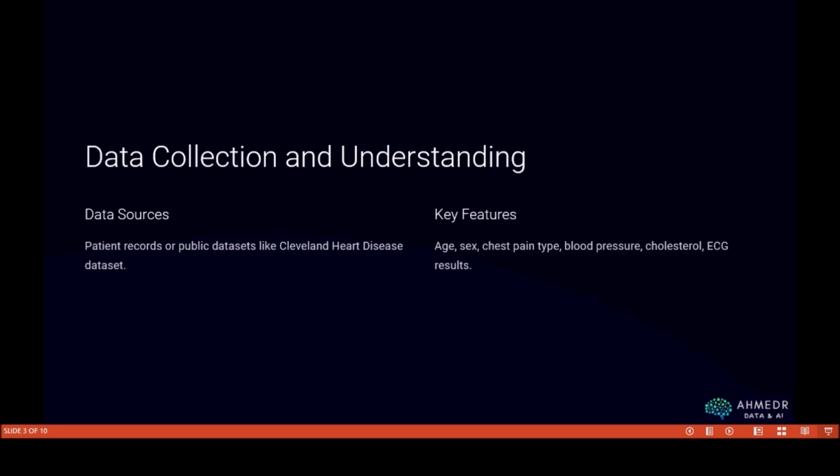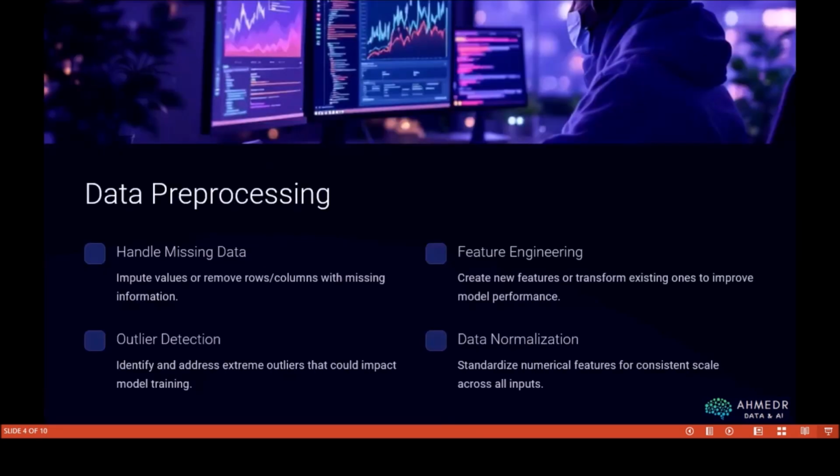A real world example here: using the Cleveland heart disease dataset available on the UCI machine learning website, which contains several attributes such as the age and the gender or sex, chest pain, yes or no, and then resting blood pressure, serum cholesterol levels, and maximum heart rate achieved.